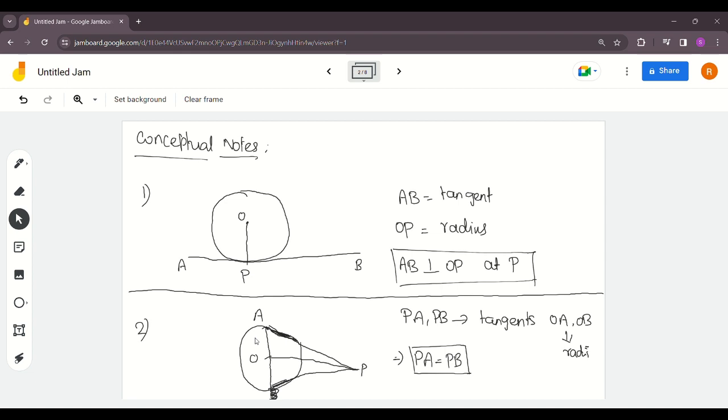The second theorem in your circles chapter is: tangents drawn from an external point to a circle are equal in length. P is a point outside the circle, PA is a tangent, PB is another tangent, and OA and OB are the radii. So the second theorem is PA is equal to PB. You have to prove that PA is equal to PB. The lengths of the tangents drawn from an external point to a circle are equal. Okay, this is the concept.